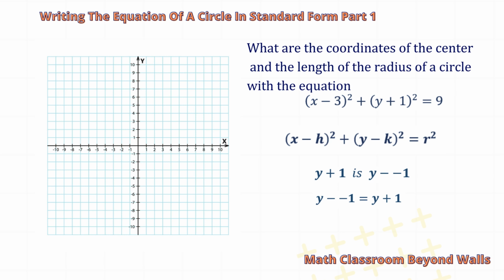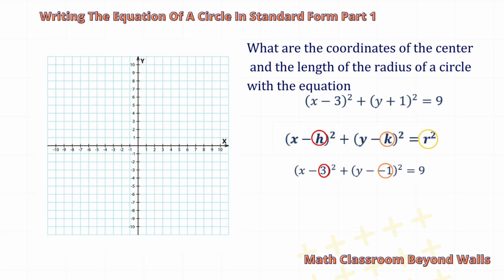Let us do it here on our equation. Here it is. Now we can clearly see the values representing h and k. So here, h is 3 and k is negative 1. What about the radius? Remember that the number on the left side of the equation is r squared.